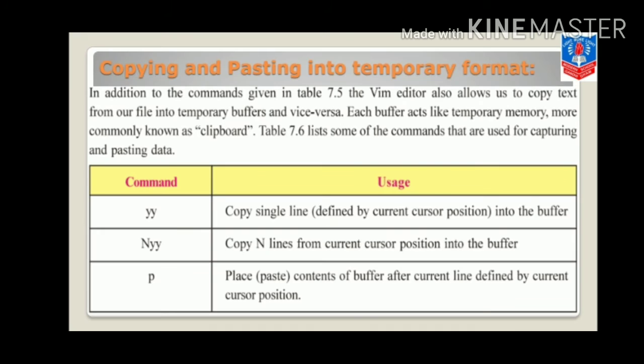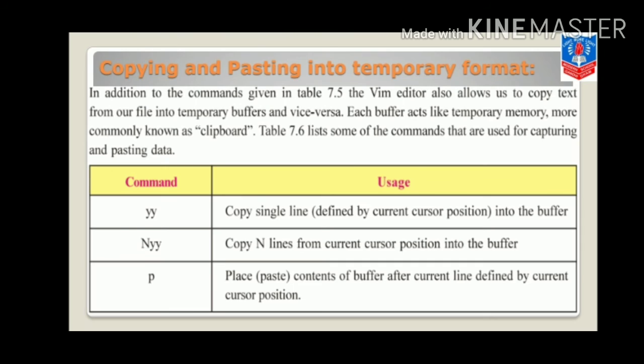Okay, children? Now go to copying and pasting into temporary format. In addition to commands given in table 7.5, the Vim editor also allows us to copy text from our file into the temporary buffer or vice versa. Understood, children? So ये temporary copying और pasting करता है. So each buffer acts like temporary memory, more commonly known as clipboard, जहाँ पे ये हमारे contents कुछ वक्त के लिए ही copy होते हैं. Fine. So this table shows you on your image. It shows you the command and they are used for capturing the data and pasting the data.